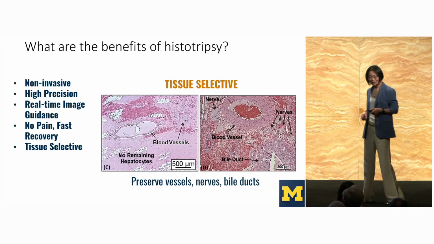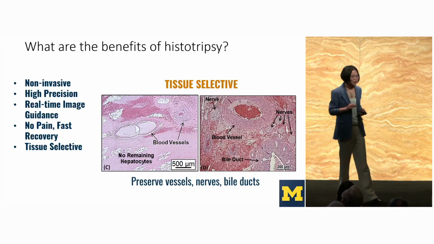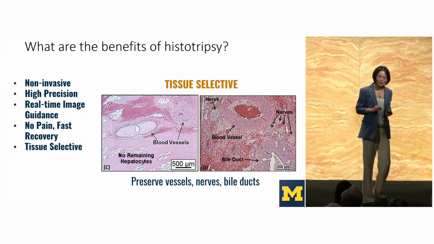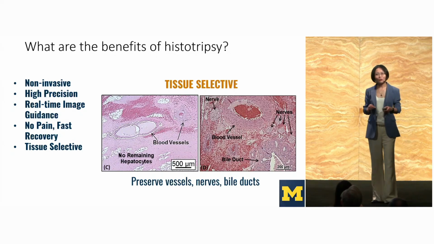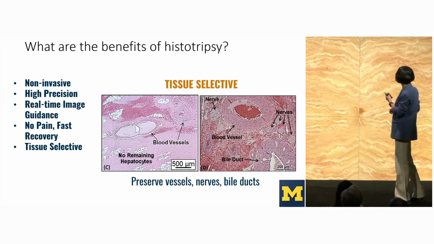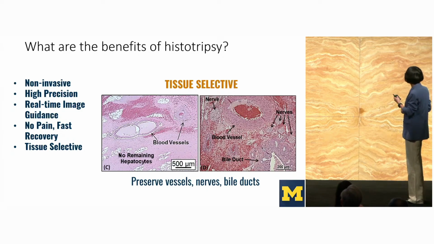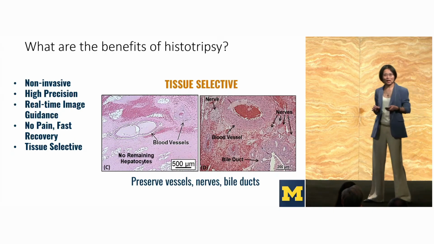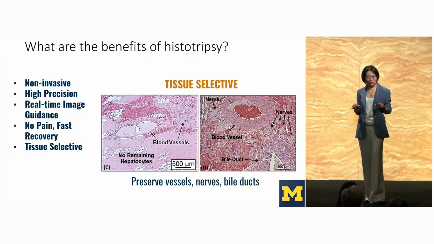Next, tissue selective. What we found out is that the critical structures in our body, such as normal blood vessels, and this is actually a histology showing liver tissue treated by histotripsy. You can see the critical structures like normal large blood vessels, nerves, and the bile ducts. They actually remain intact in the histotripsy treated region when the surrounding liver tissue or tumor tissue gets completely destroyed.